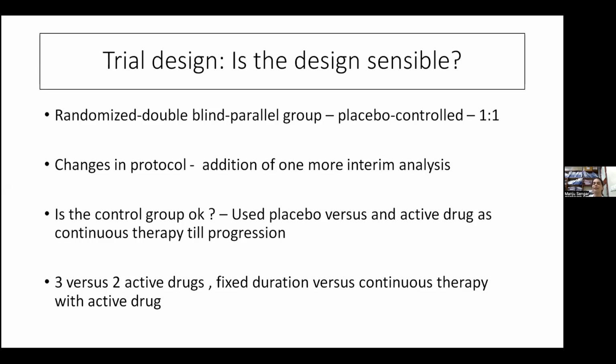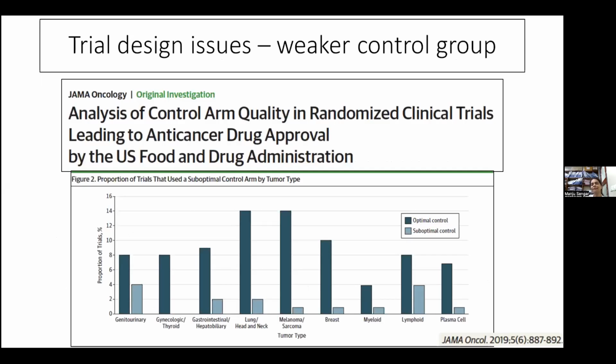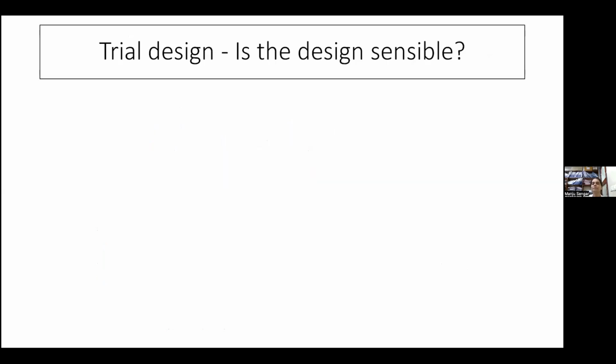And it's not that there are no other drugs available for mantle cell lymphoma. And it has been shown clearly that when we look at registration trials, many times weaker control arms are used to just give an undue advantage to the intervention arm. And this is quite prevalent in lymphoid malignancies.